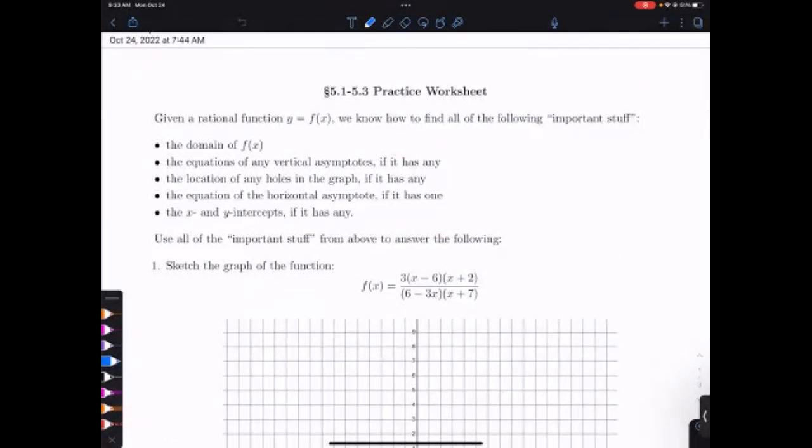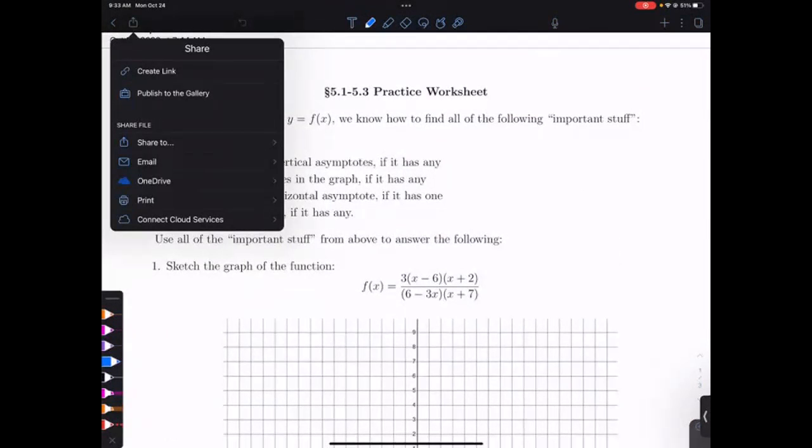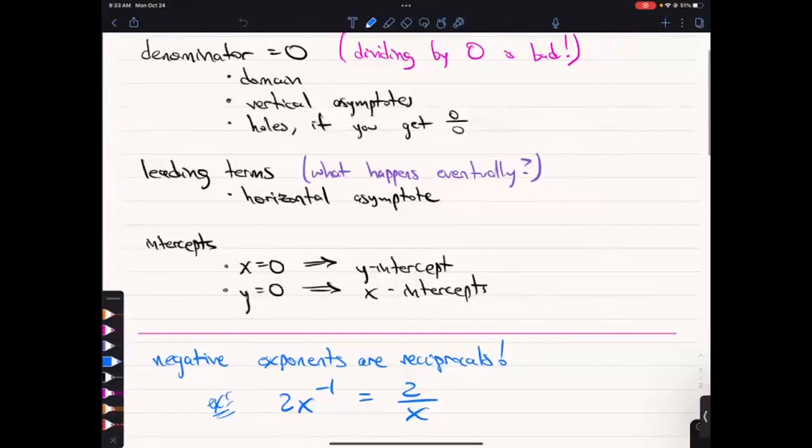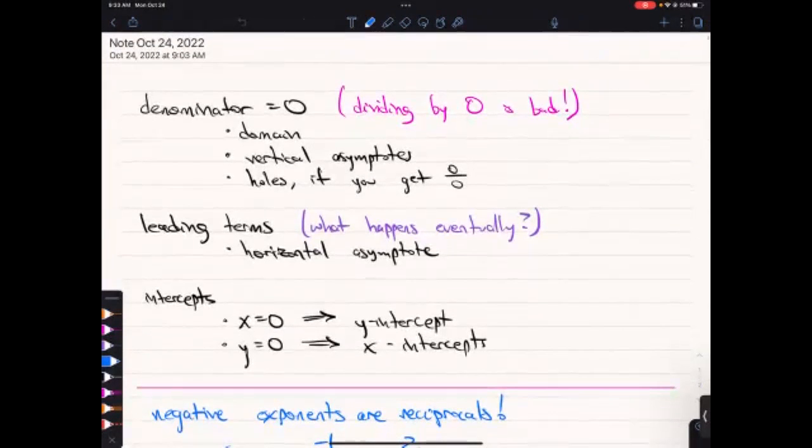So given a rational function, here it is. Find all the following stuff. Again, we talked a little bit about where all that stuff comes from. Setting the denominator equal to 0 tells you about domain and discontinuities, and those are vertical asymptotes or holes. That's where bad stuff happens, because you can't divide by 0. Looking at the leading terms and thinking about what happens when x is a bajillion, what happens eventually, tells us how to find horizontal asymptotes. Intercepts, nothing new. For the y-intercept, let x be 0. For an x-intercept, let y be 0.